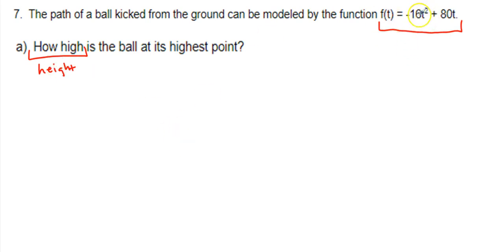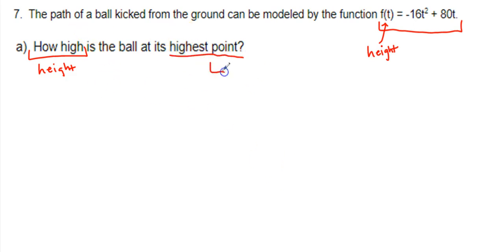So our variable here is t, that's time. As time passes, this function is going to spit out the height. So in other words, we need to find the y value, or the f of t. That's going to tell us how high this thing is going to go. How high is the ball at its highest point?